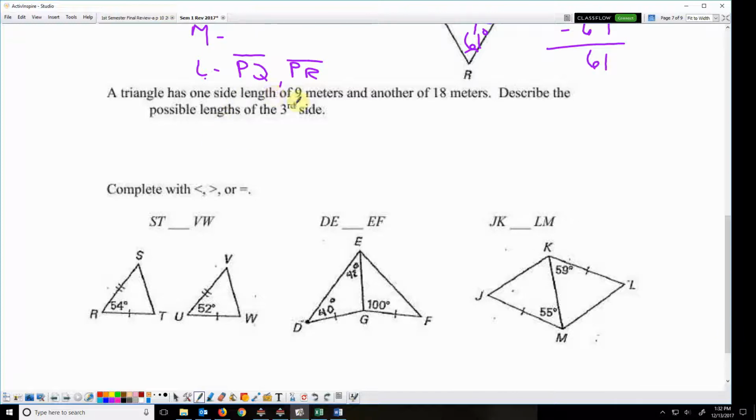A triangle has one side length of 9 meters and another of 18. Describe the possible lengths of the third. So that third side, we'll call it X, is going to have to be greater than some length and less than some other length. And here's how we find what it's greater than. 18 minus 9 is 9. That third side is going to be greater than 9 meters. To find what it has to be less than, 18 plus 9 is 27. The third side is going to have to be less than 27 meters.